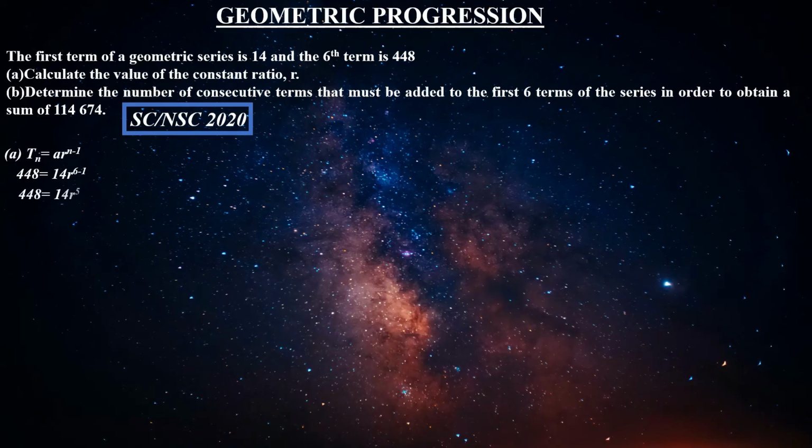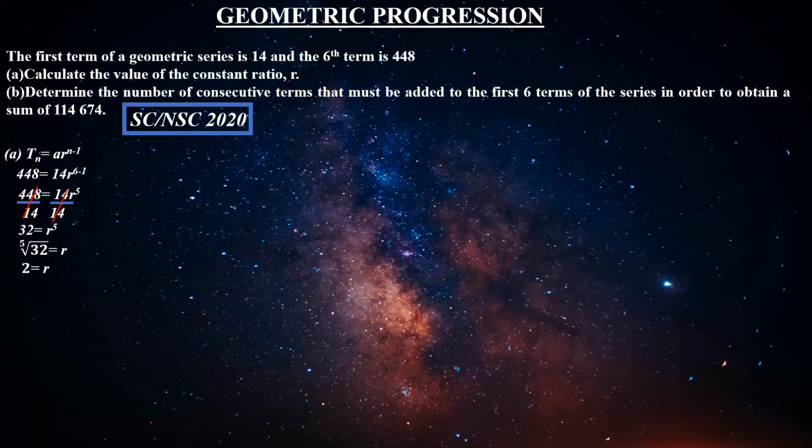So it's going to be 448 equals 14 r to the power 5. I'm going to divide both sides by 14 so that we can be left with r to the power 5. And if we do that, I'm going to get 32 as r to the power 5. You can use a calculator to find the fifth root of 32, or you can use laws of indices. The fifth root of 32 is going to be 2.